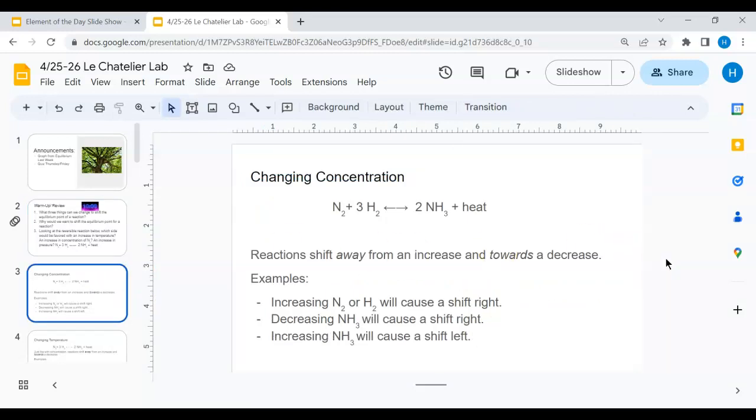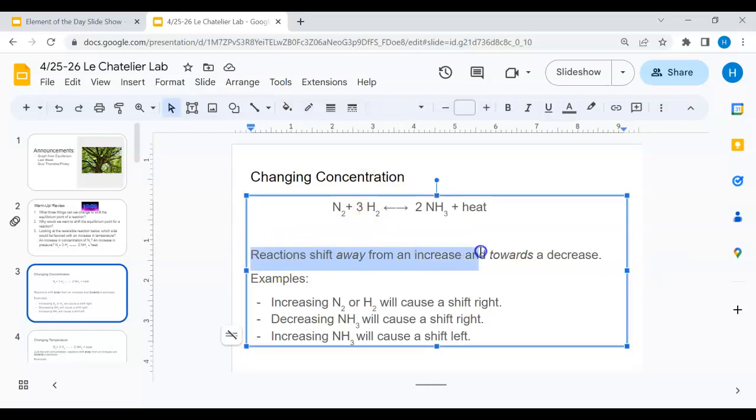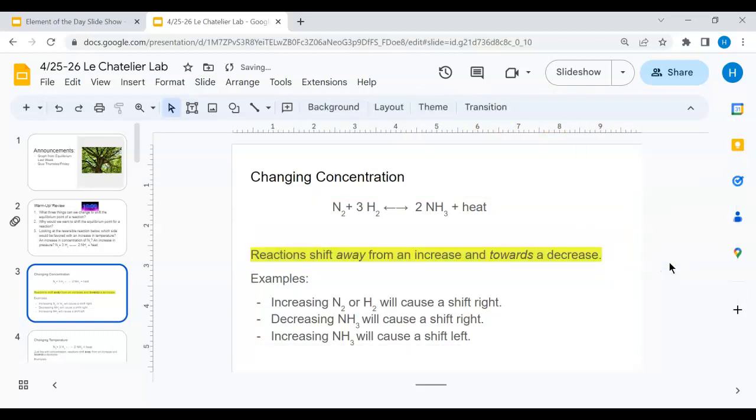Okay, so we can shift concentration, and when you write this change in concentration, make sure you write this: reaction shifts away from an increase and towards a decrease, because that's true for every example. Reaction shifts away from an increase and towards a decrease will always be true.